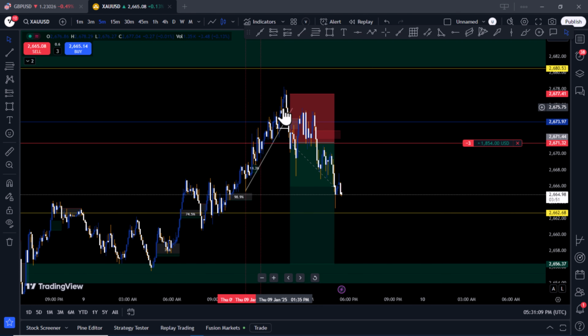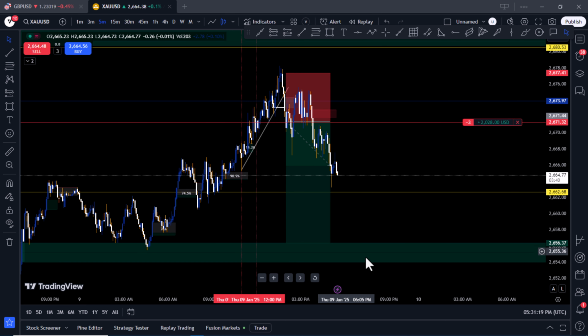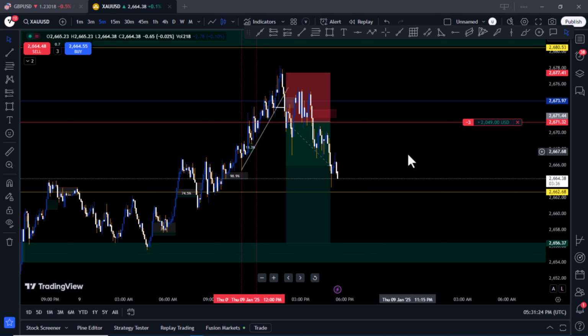Initially, this was the level that I was worried about. I got out of my trade around probably somewhere here, right? Or was it around here? I wanted price to actually reach this level before we drop. That way, we would have dropped all the way down to this level right here, pulled liquidity, and pushed all the way up, right?